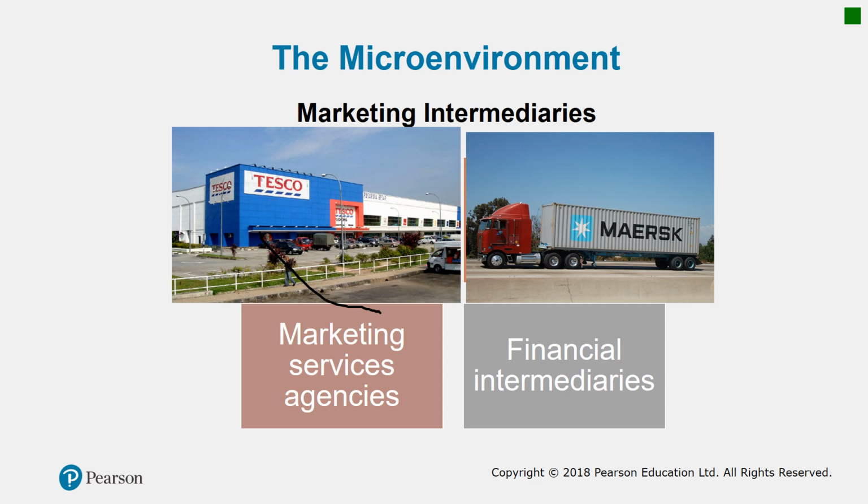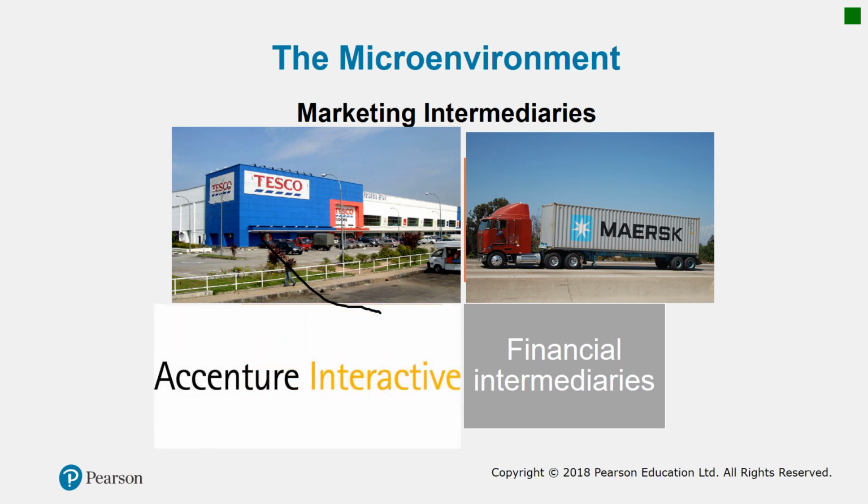All right. Next, marketing intermediaries are those marketing services agencies. One of the examples here is Accenture Interactive. Accenture Interactive is actually a marketing research firm. It helps companies in advertising, media firms, and also marketing consulting. It helps the company target and promote its products to the right market. So companies can actually hire external parties such as services agencies to promote their products.